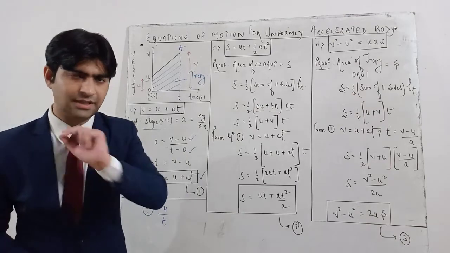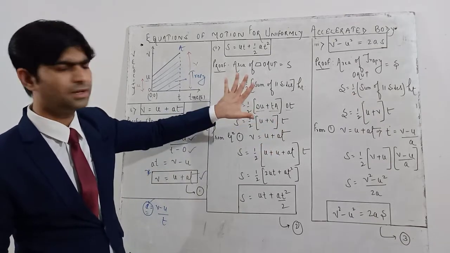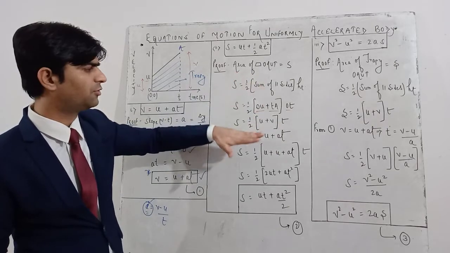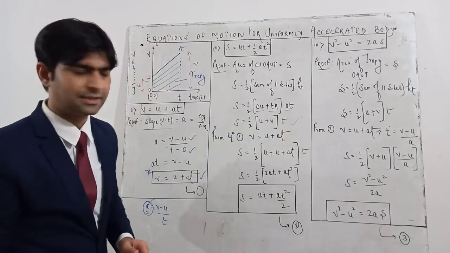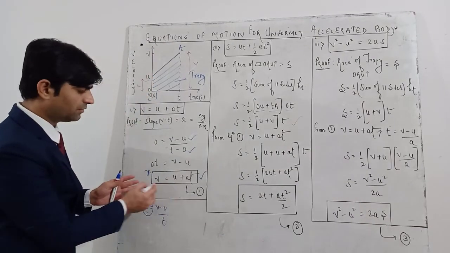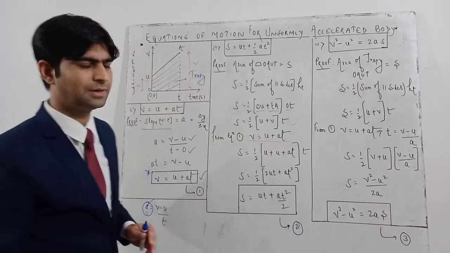Now the modification is, up to this point I think there is no doubt. This is the simple formula that we have applied, the area of trapezium, and you got this. Up to this step you got it. Now what we have to do in this step: the first equation we got is V equals U plus AT.